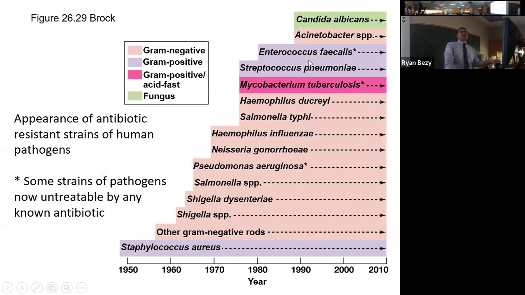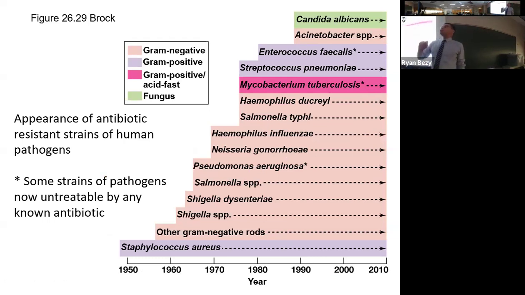There are some species of bacteria, like certain subspecies of Enterococcus faecalis, Mycobacterium tuberculosis, Pseudomonas aeruginosa. There are some subspecies of pathogens that are now untreatable by any known antibiotic that we use to treat disease. So there are some Mycobacterium tuberculosis infections that are untreatable.